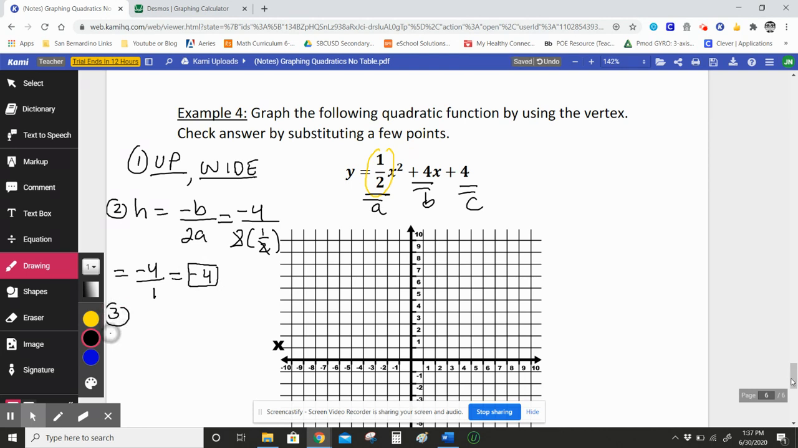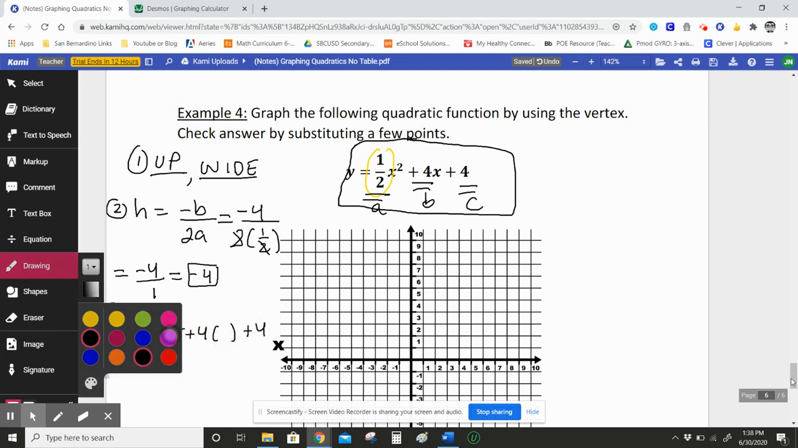So when I figure out what k is, I have to plug it into this formula, right? This equation, instead of the x, I have to plug in negative 4. So 1/2 blank squared plus 4 times blank plus 4. In this case, we're going to be replacing these blanks with the value of h, which is negative 4. So everywhere you see an x, this will be negative 4 here, negative 4 there.